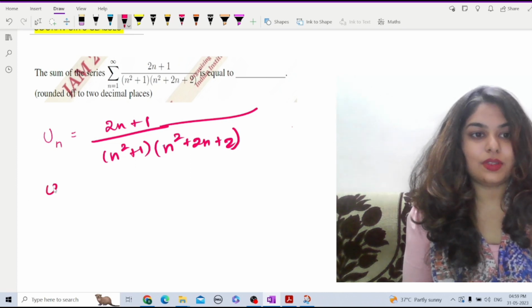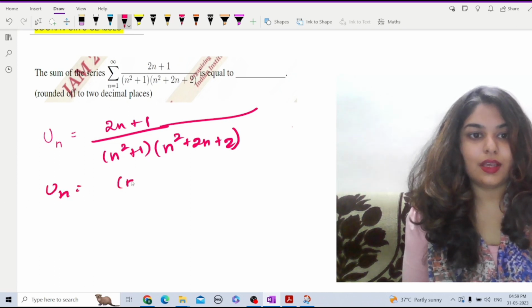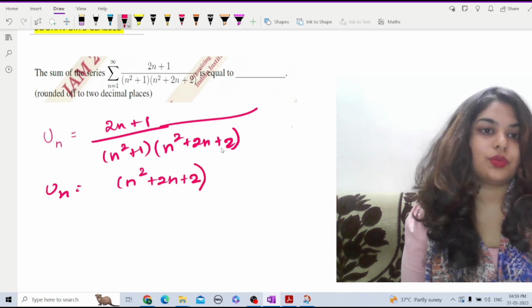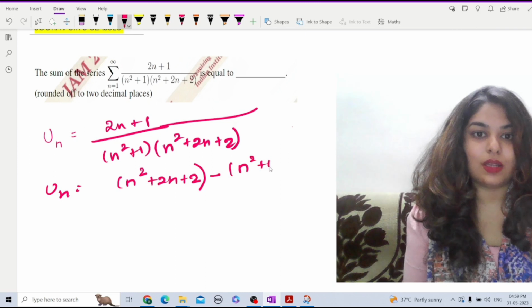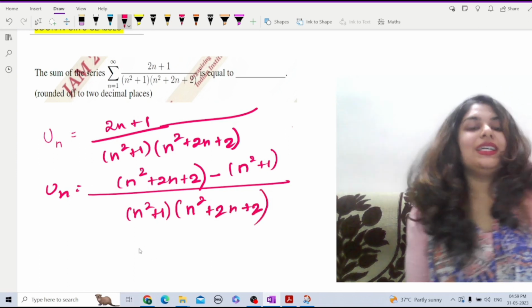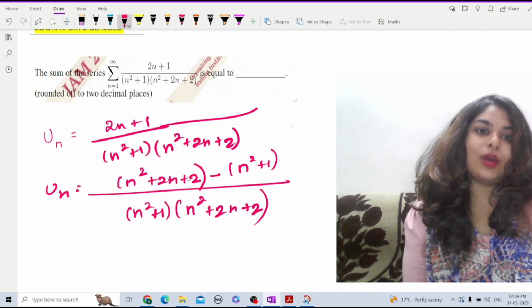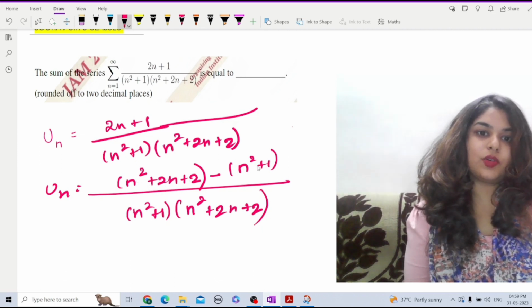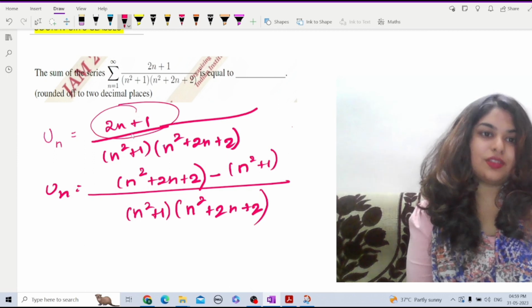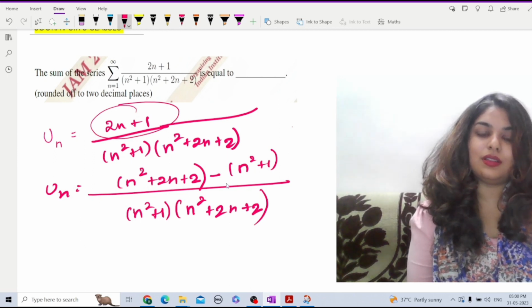Now this can be written as n square plus 2n plus 2 minus n square plus 1, divided by n square plus 1 into n square plus 2n plus 2. Why have I written it this way? You can easily see that n square minus n square gets cancelled, 2 minus 1 is 1, and you have 2n. So if we simplify this, we will get 2n plus 1. So instead of writing 2n plus 1, I have written it in this format.